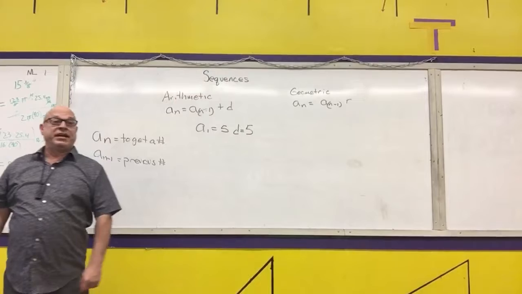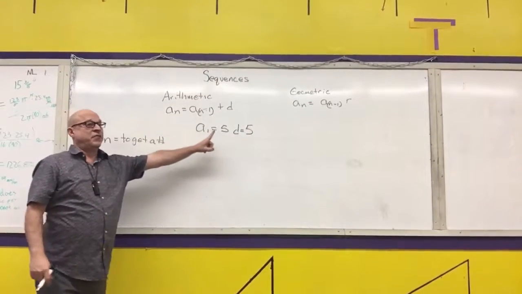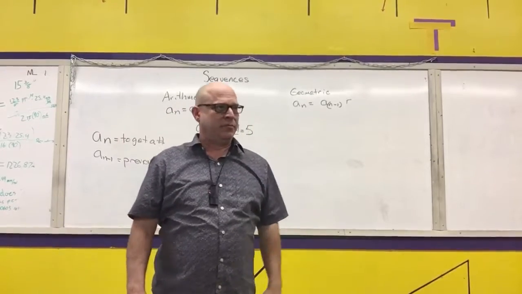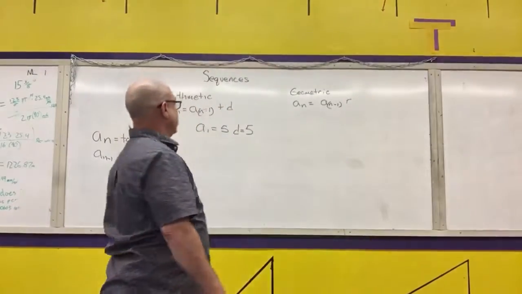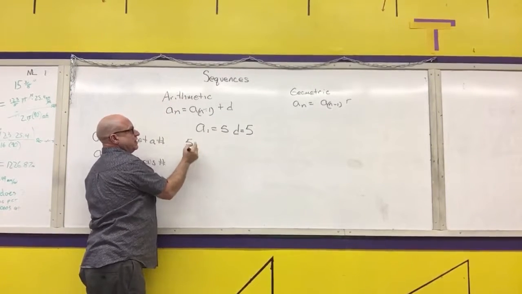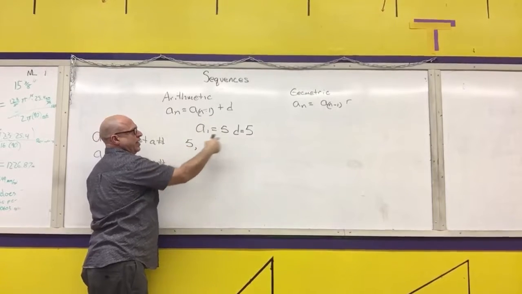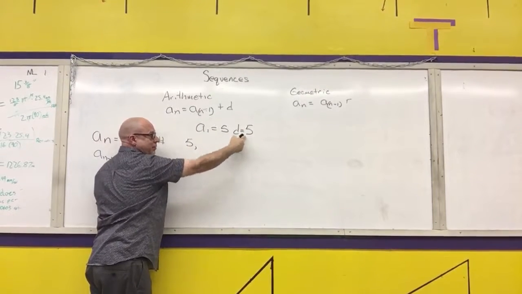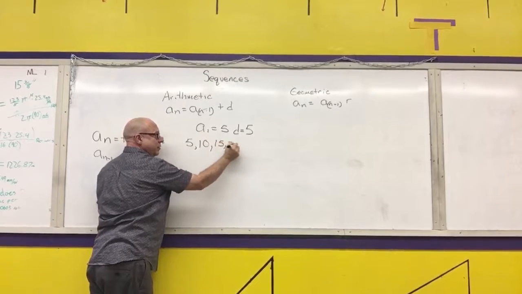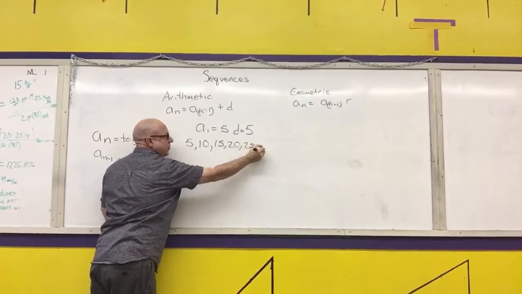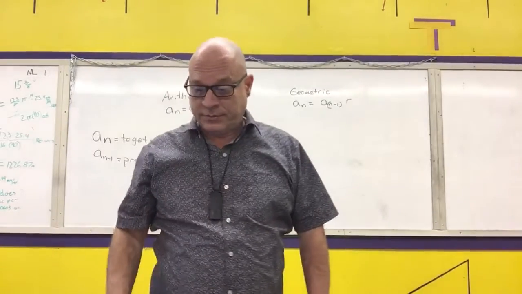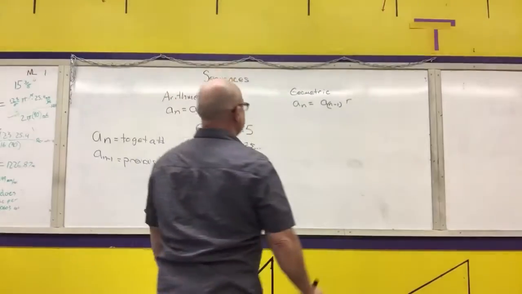So, here's an arithmetic example. They tell me the first number is 5. They tell me the common difference is 5. I want to know the first 5 terms. So the first term I know. To get the second term, I take the first term and add 5, which is 10. Add 5, 15. Add 5, 20, 25. And I only wanted the first 5.